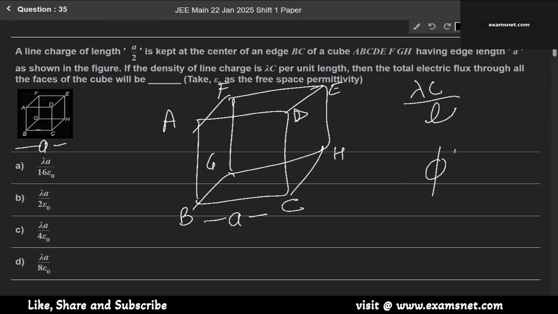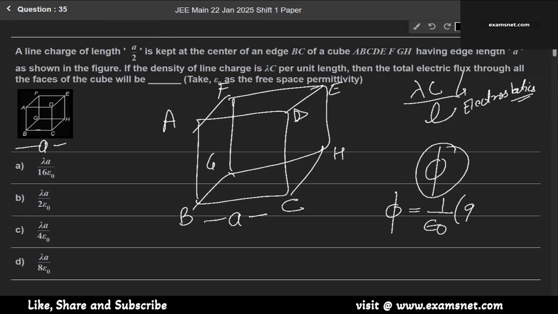We have to find the flux phi. First of all, this question is from the chapter of electrostatics. We know that the formula for flux according to Gauss theorem is flux equals 1 over epsilon naught times the total charge enclosed by the surface. Our approach is to apply this direct formula, but before applying it, we will solve this question.